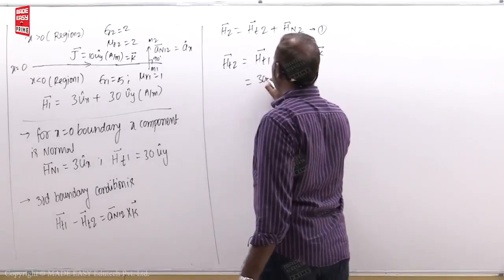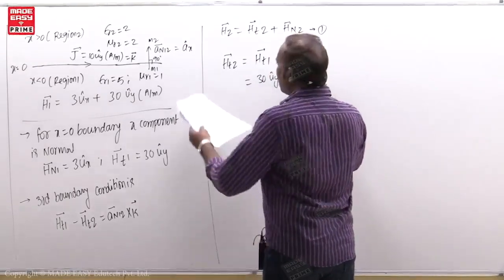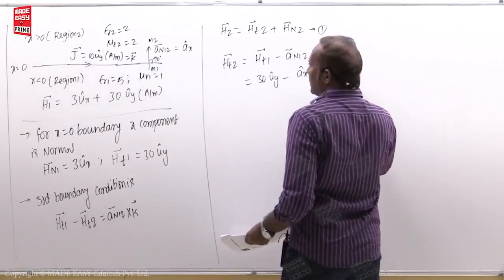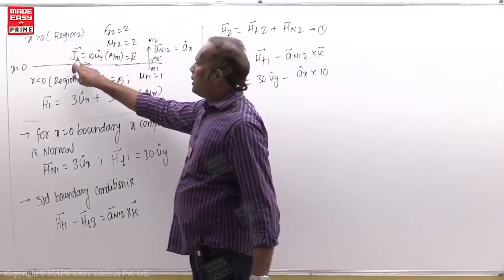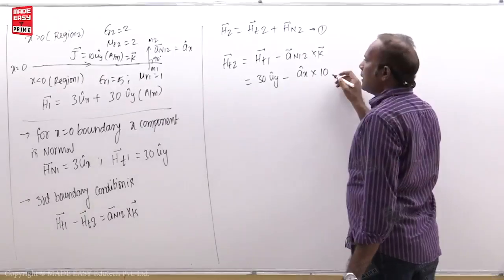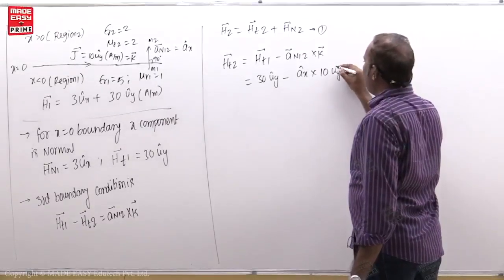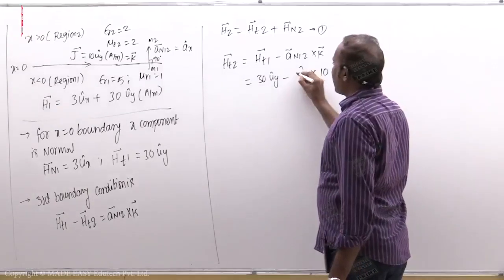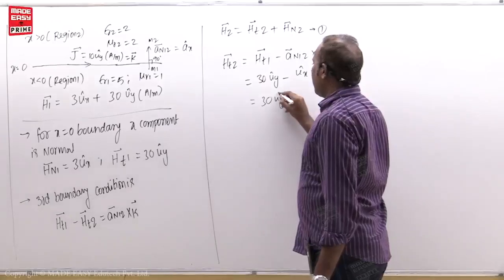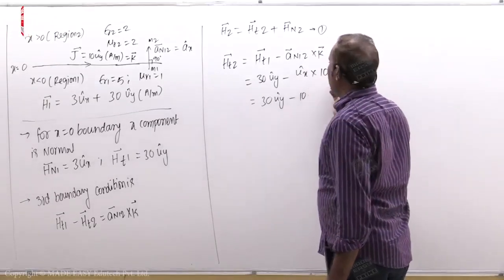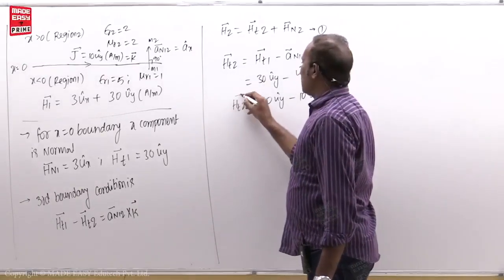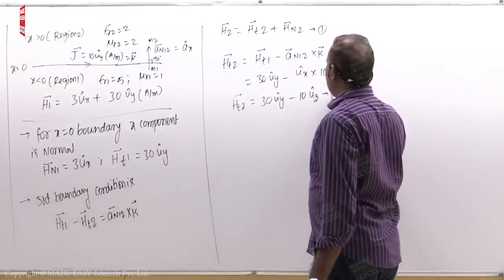ht1 is that one: 30 times uy cap, minus an12 is ax cap, cross k bar, which is j bar, given. Don't bother about this symbol, student. See the unit and decide what it is. The unit is ampere per meter, that is surface current density, 10 uy cap. So I am taking ax cap as ux cap. ux cross uy, 30 uy cap, ux cross uy is nothing but uz. So this is ht2. This is equation number 2.